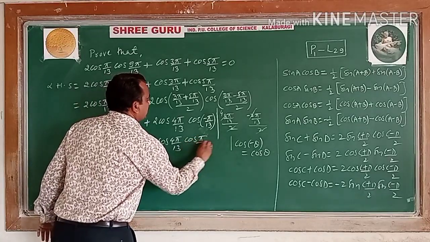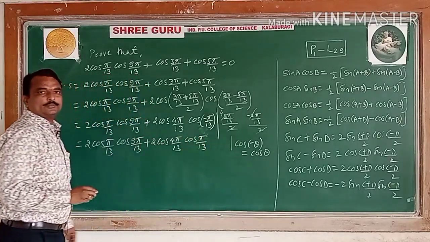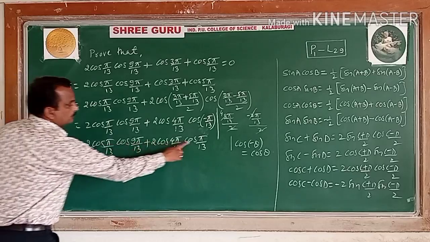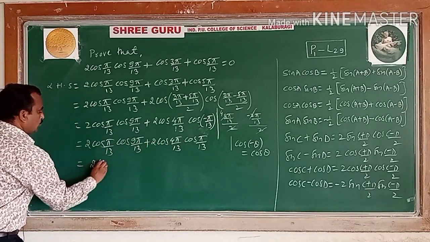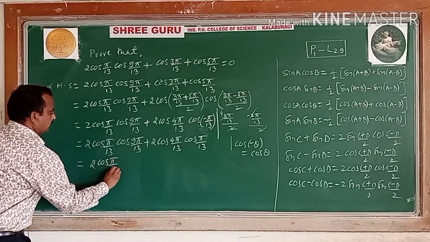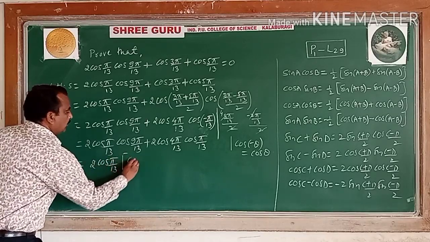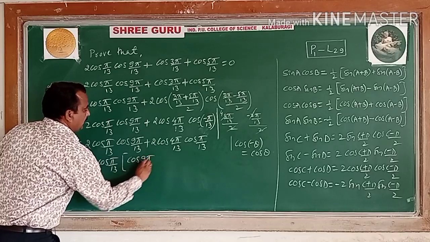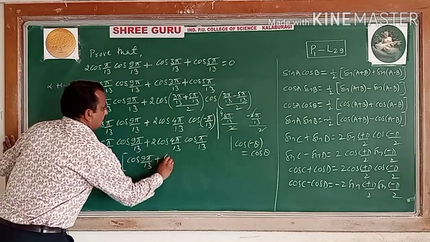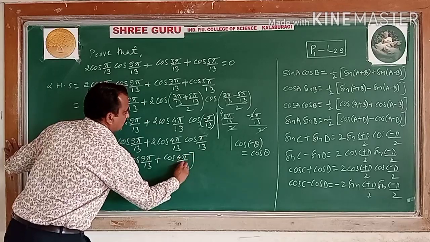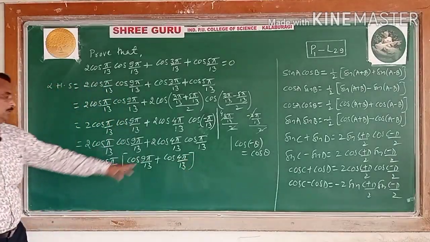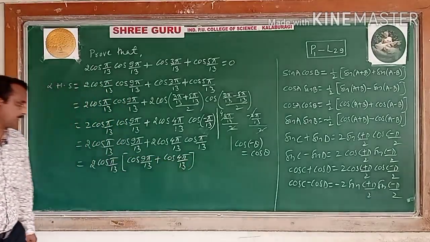Cos of pi by 13 it is. Cos of minus theta is plus cos theta. What is the common term? Cos pi by 13, cos pi by 13. This 2 and this 2 are common here. 2 cos pi by 13 is the common term. Then what remains here? Cos 9 pi by 13 plus cos 4 pi by 13. Clear all of you? Cos 9 pi by 13 plus cos of 4 pi by 13 remains here.